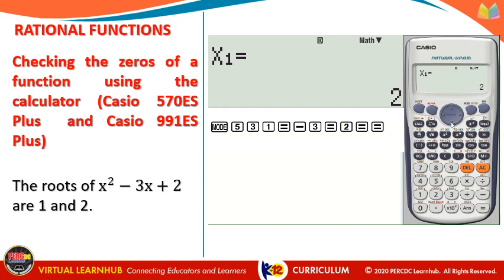As you can see, 2. And if you are going to press the down arrow or up arrow doon sa ating arrow pad, mag-change yung value. So, makukuha natin 2 at 1. And, yun na yun. Na-confirm natin ngayon na ang roots nga ng x squared minus 3x plus 2 ay 1 at 2. So, ganun lamang po kung paano gamitin yung calculator.